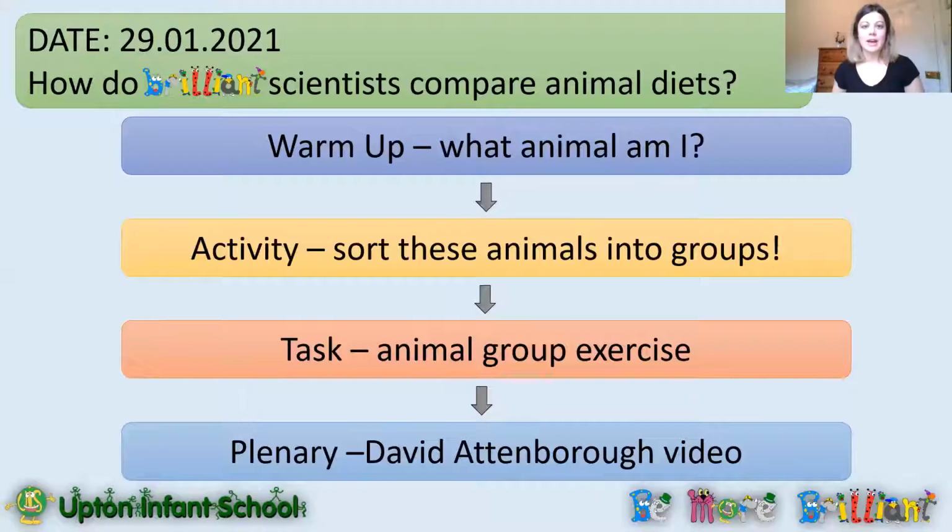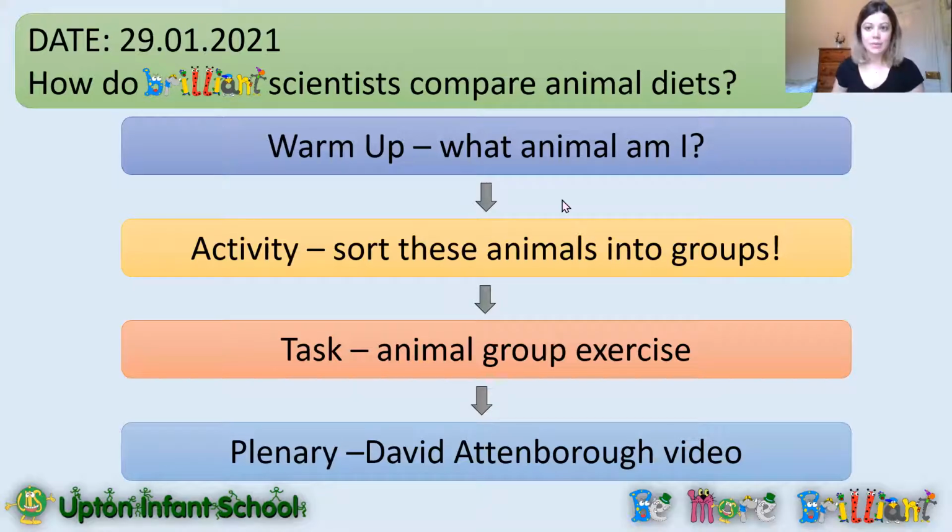So we've been looking at different types of animal diets. Remember, we looked at herbivores, carnivores and omnivores. So our objective today is: how do brilliant scientists compare animal diets? How do we compare what these different types of animals are and how do we compare what they eat? So we're going to have a bit of a warm up.